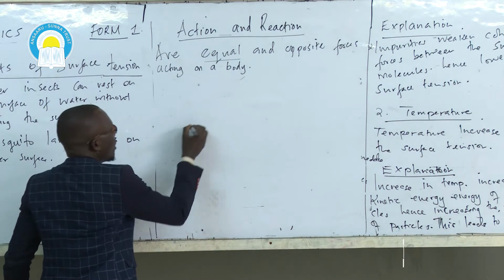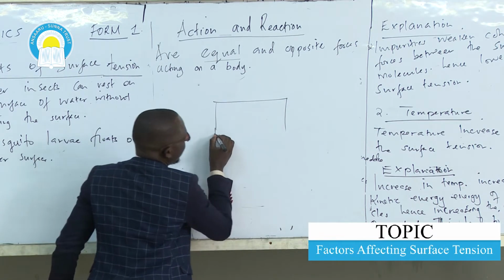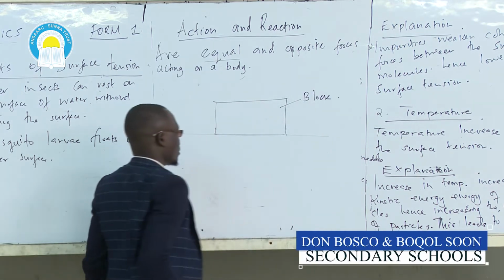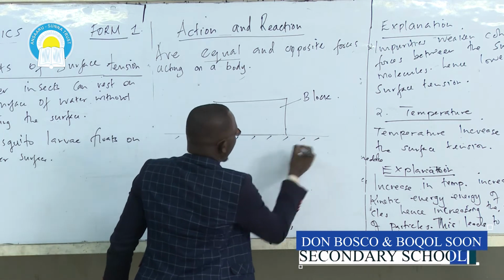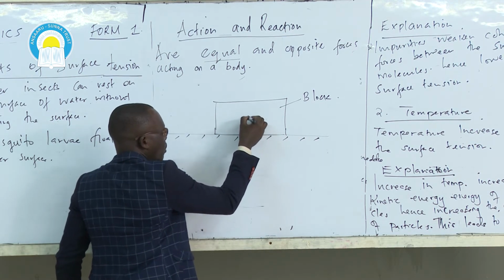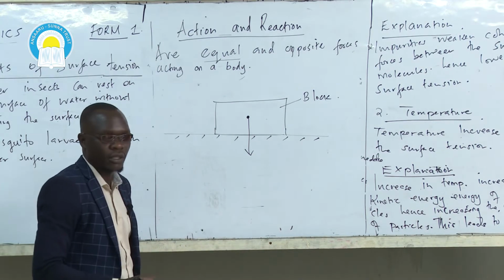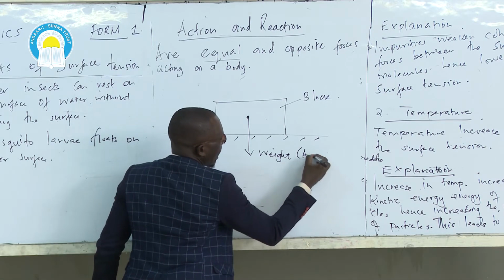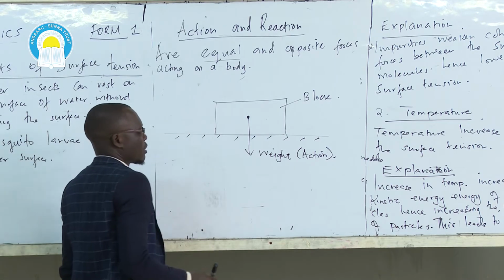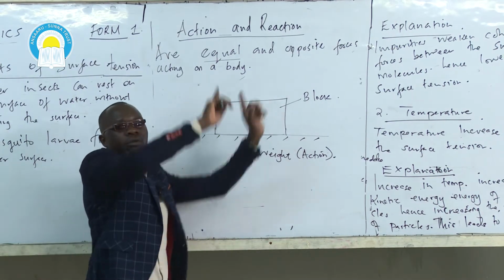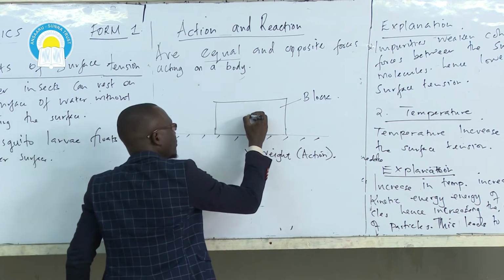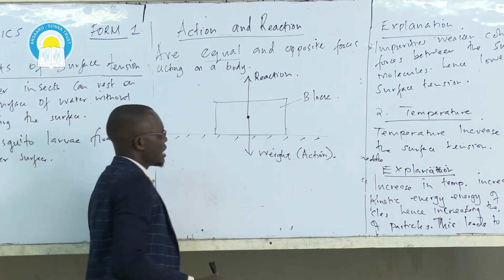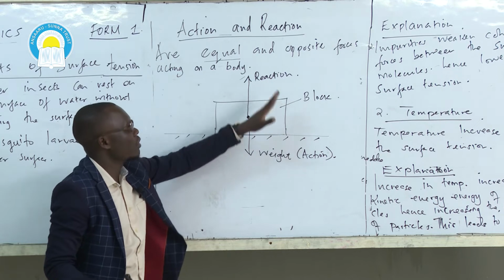So our demonstration is a block on the surface. This is a block on the surface. The block has weight. The weight of the block is acting on the surface. And that is what we are calling the action on the surface. Now, the surface has to provide an equal force in the opposite direction. And that force is reaction. So that is the reaction of the surface on the block.